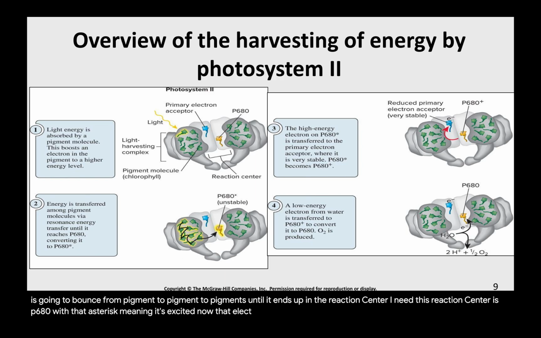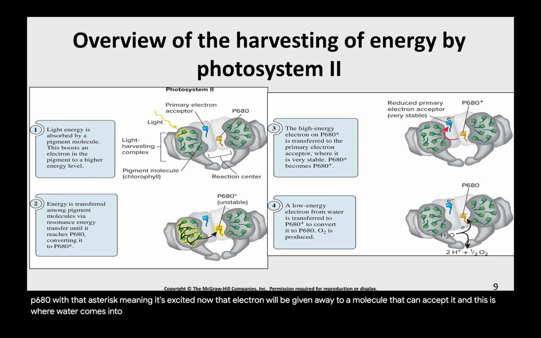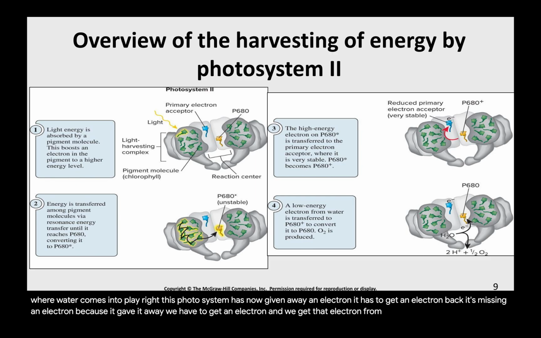That electron will be given away to a molecule that can accept it. And this is where water comes into play. This photosystem has now given away an electron. It has to get an electron back. It's missing an electron because it gave it away. We have to get an electron, and we get that electron from water.